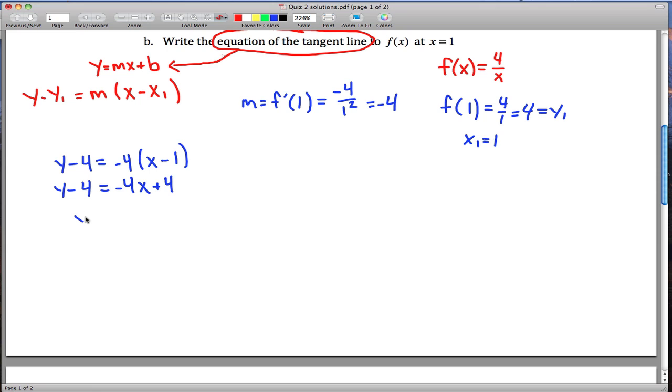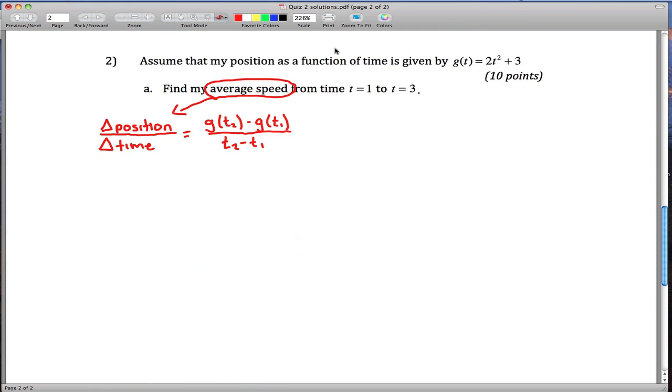And finally, to solve for y, just add 4 to both sides. Now we have something that looks like this, y equals mx plus b. This right here is the equation of the tangent line at the given point. All right, moving on to question 2. Question 2 is an average speed question.